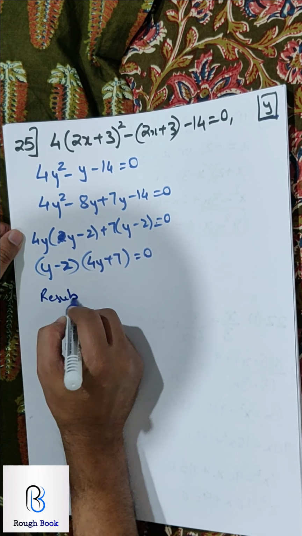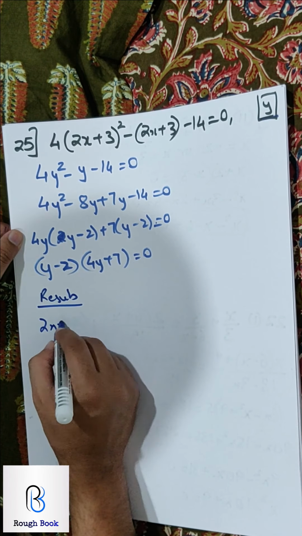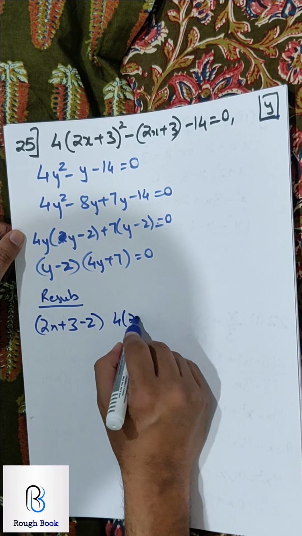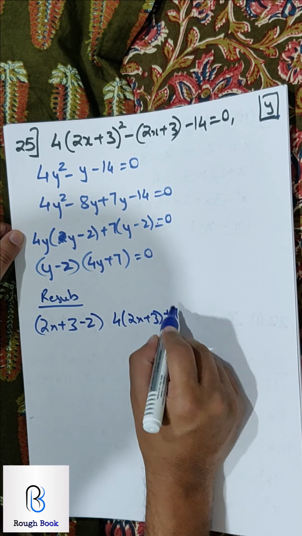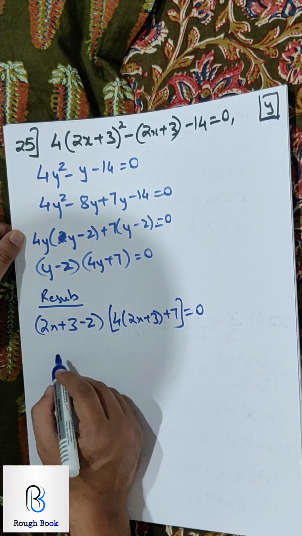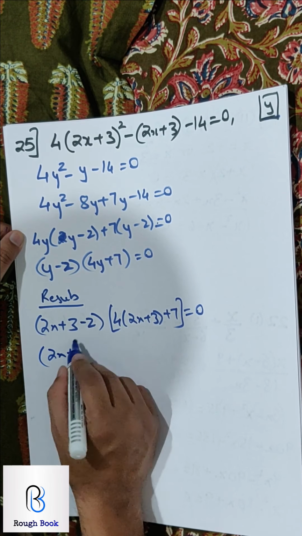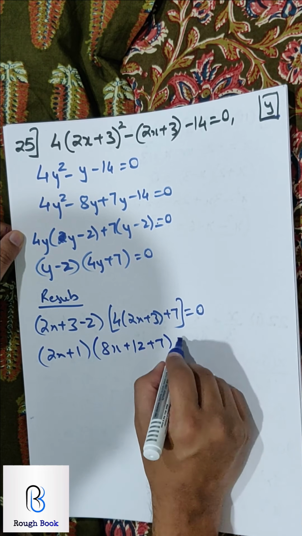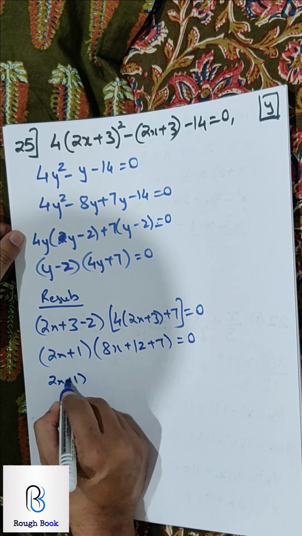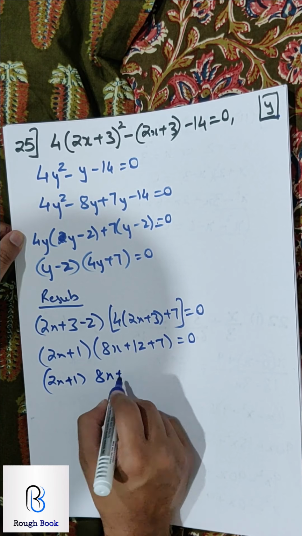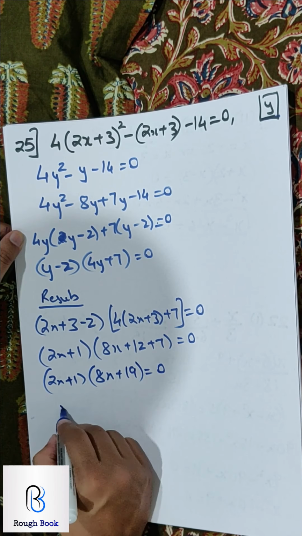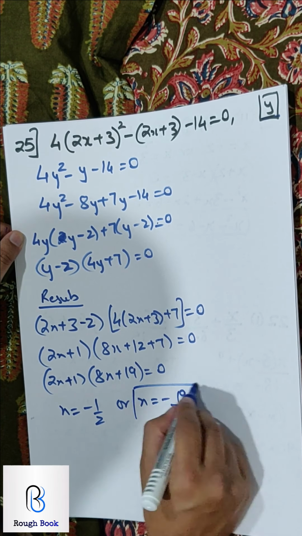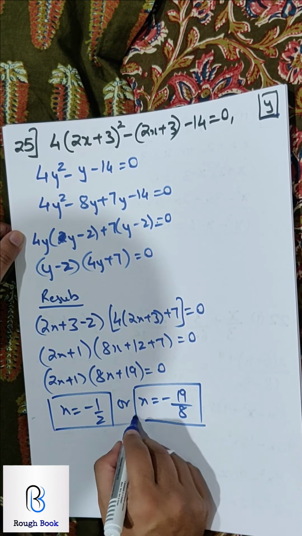Let's resubstitute. So y is 2x plus 3, correct, minus 2, and 4 times 2x plus 3 plus 7. So what do I get? 2x plus 1, 8x plus 12 plus 7. So I get 2x plus 1 in one bracket and 8x plus 19 in another bracket. So x becomes minus half, or x becomes minus 19 by 8. I hope I'm not wrong this time.